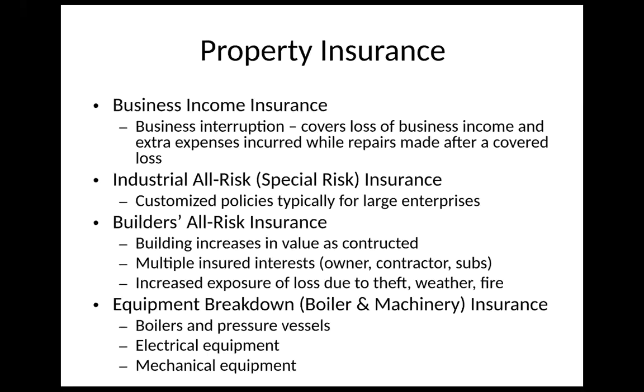Other types of property insurance that go with this, business income insurance, a lot of times we think of that as business interruption, which covers loss of business income and extra expenses incurred while repairs are made after a covered loss. So if there's a power outage, or you had a backup or flooding or something like that, there might be some business interruption. Industrial all risk, what they'll call special risk insurance. Customized policies typically for large enterprises. Again, you're not really going to get a question on that, most likely.